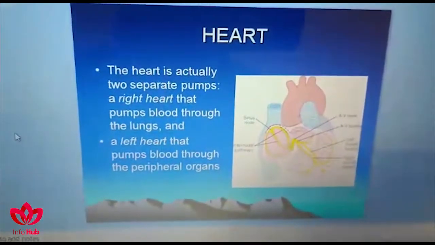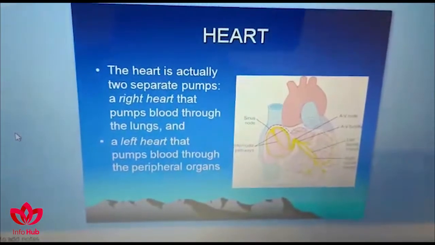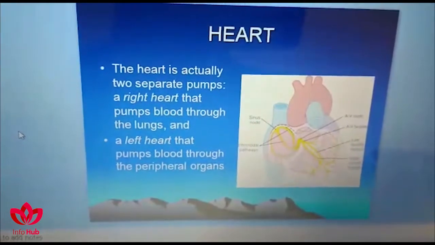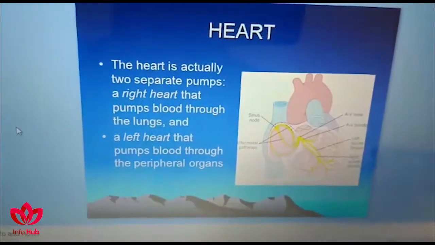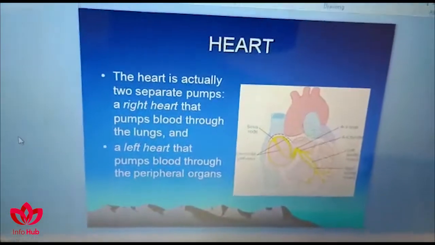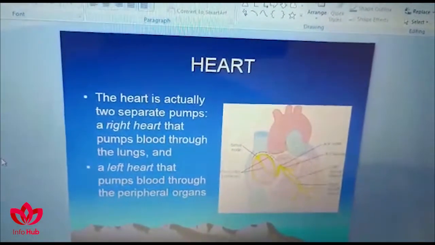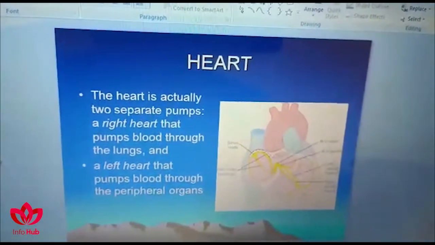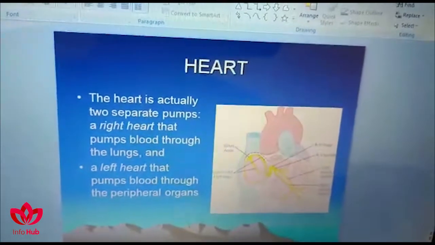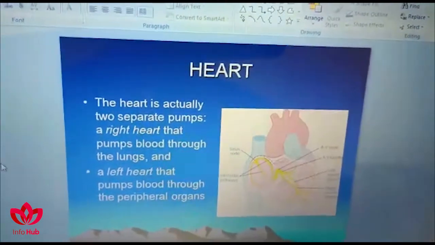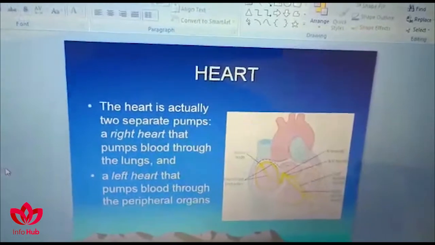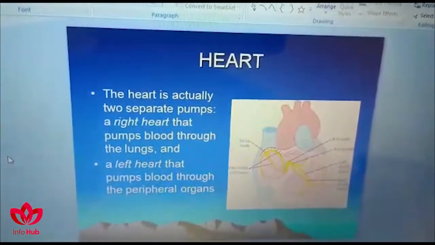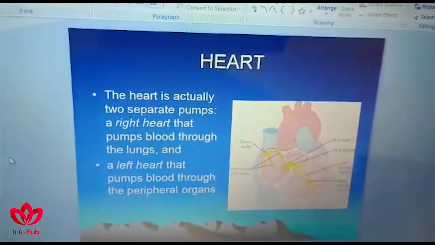The heart is actually 2 separate pumps: a right heart that pumps the blood through the lungs and a left heart that pumps the blood through the peripheral organs. In that diagram, you can see the different chambers of the heart and a very specialized system in yellow, which is the conduction system of the heart, which is responsible for the control of the electrical events of cardiac muscle contraction.